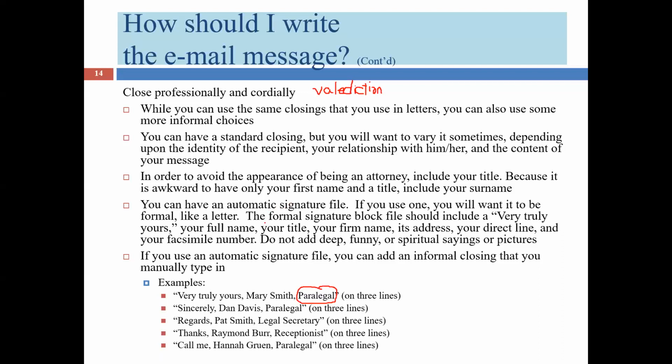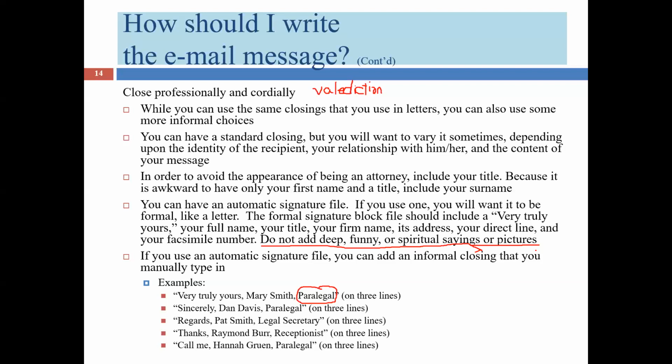So we've talked about the file. One thing to watch out for is don't go into deep, funny, or spiritual sayings in this area. You want to keep it professional. Many law firms will have some kind of stylized signature block, maybe with the firm's icon or something along those lines, and that's fine to use. But you will sometimes see people that say "reach for the stars" or things like that. Nah, that's not professional. Keep it to just what you need to have in your email.